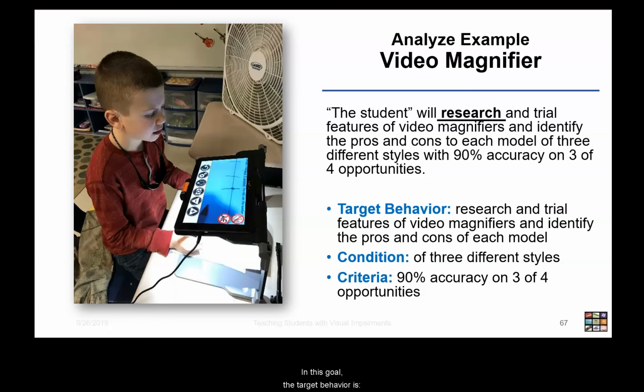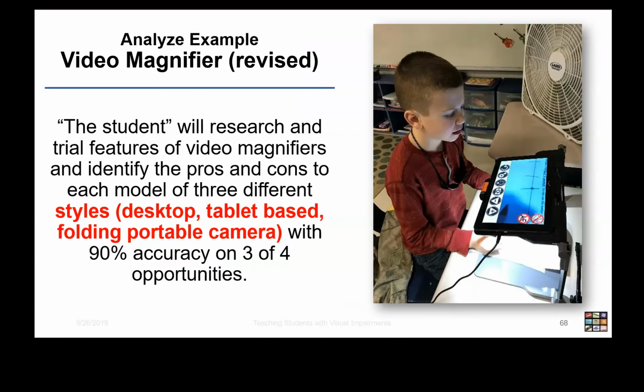In this goal, the target behavior is research and trial features of video magnifiers and identify the pros and cons of each model. The condition is of 3 different styles, and the criteria is 90% accuracy on 3 of 4 opportunities. This goal can be made smarter by specifying the different types of video magnifiers, such as desktop model, portable tablet style, and folding portable camera with USB attachment, because those are the types I want him to explore.